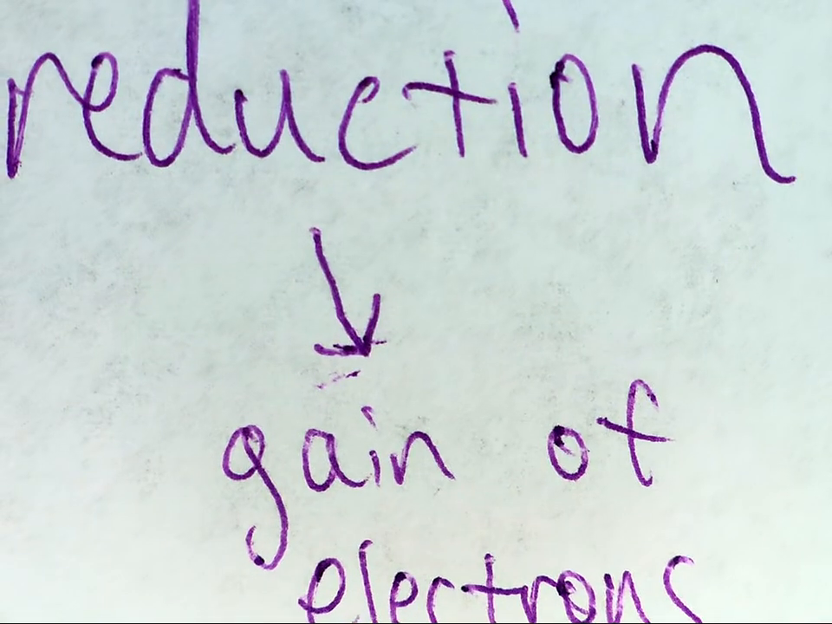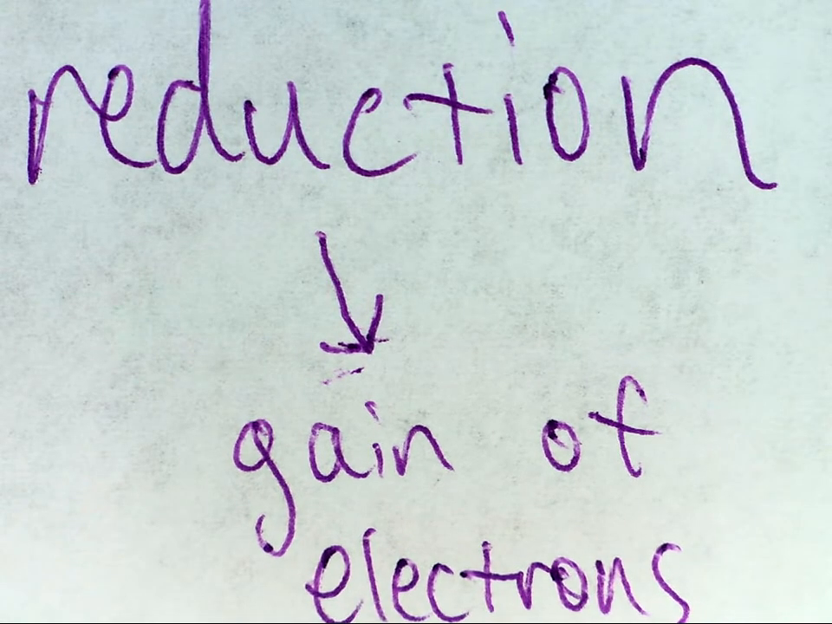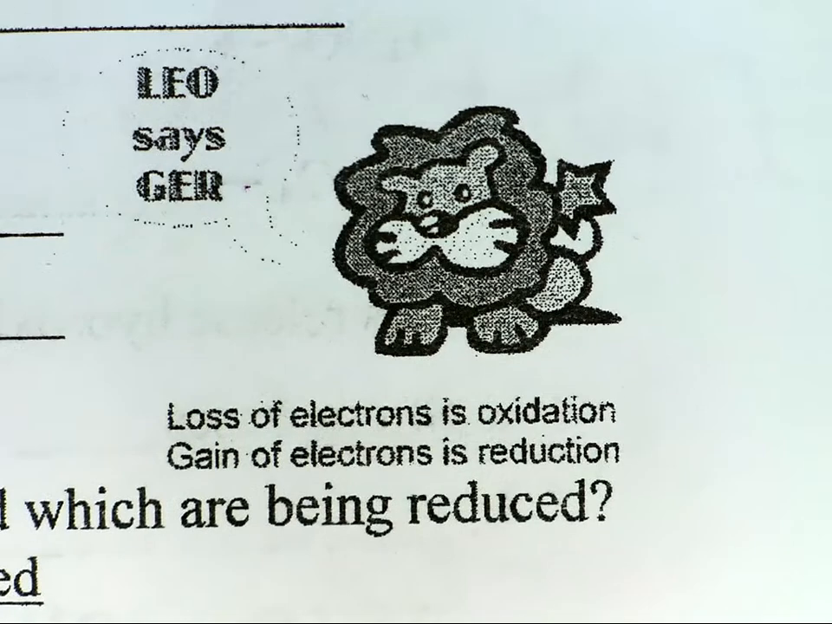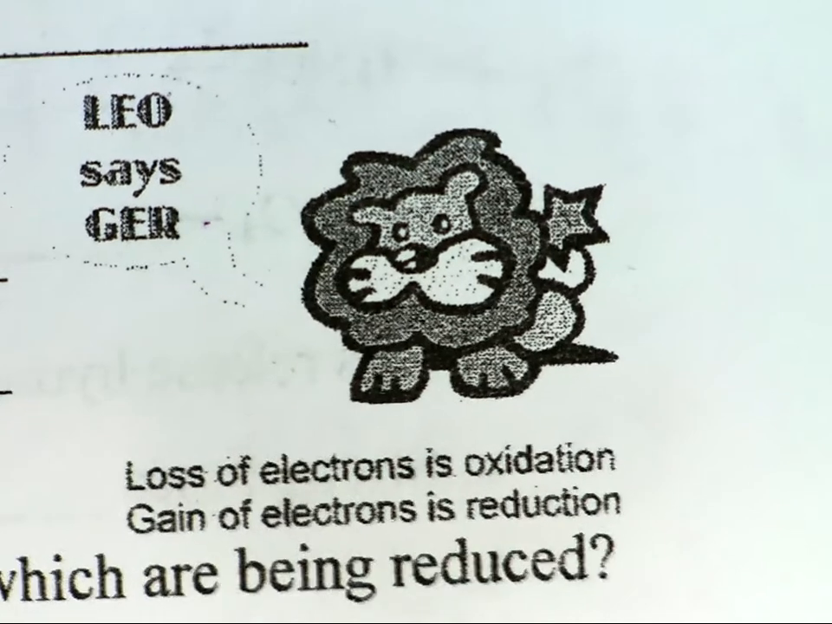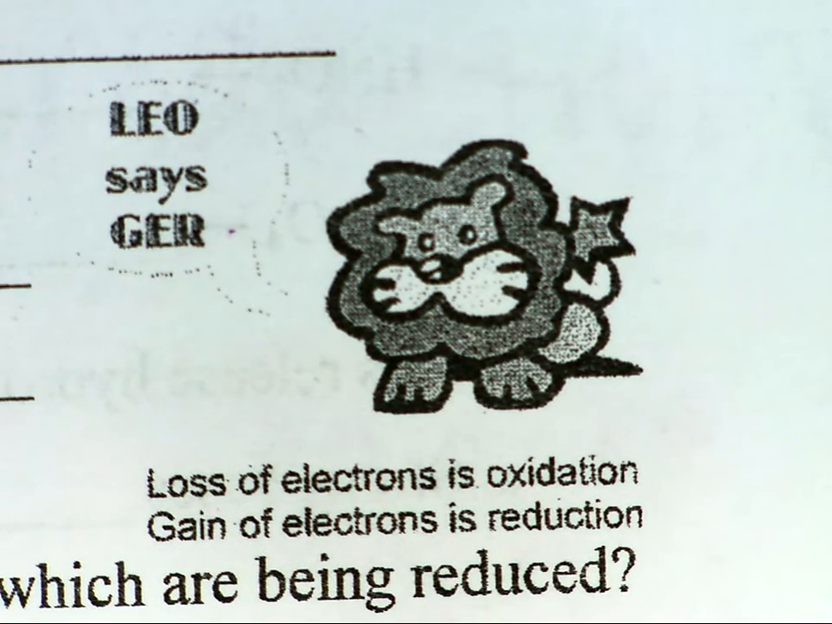Or sometimes people just remember by looking at this little bit. Reduction means gaining electrons because it's kind of a weird opposite sort of thing. And if you remember what reduction means, then you can figure out what oxidation means. It's the opposite of that. Everybody remembers things differently. So if remembering that reduction is the opposite works for you, then awesome. And if Leo says grr works for you, then use that to keep straight what oxidation is and what reduction is.